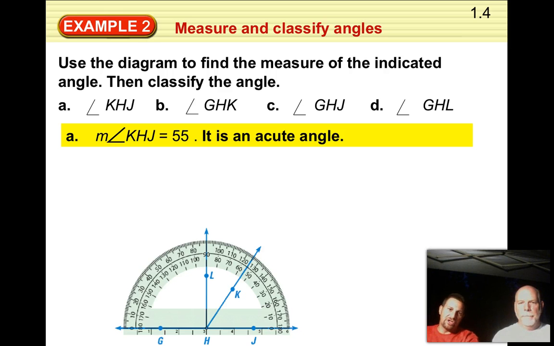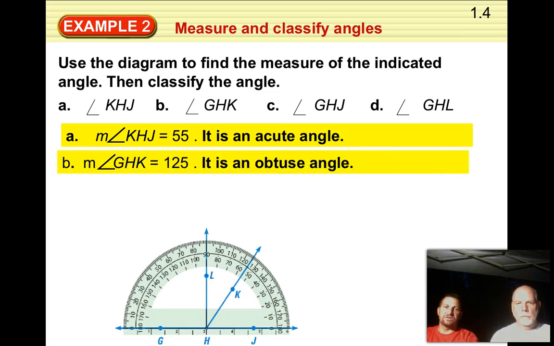So if I look over at GHK, now GHK kind of goes back like this. So now I can tell that that's definitely obtuse. So I look at the larger number on my protractor, which is 125 degrees, and so it's obtuse. So you got to get those scales down. There's one scale on the outside, one scale on the inside.